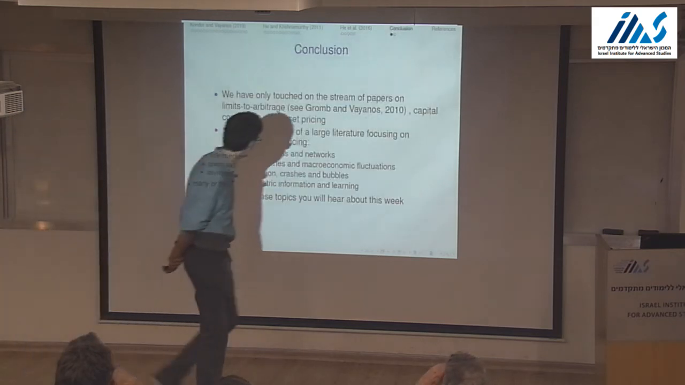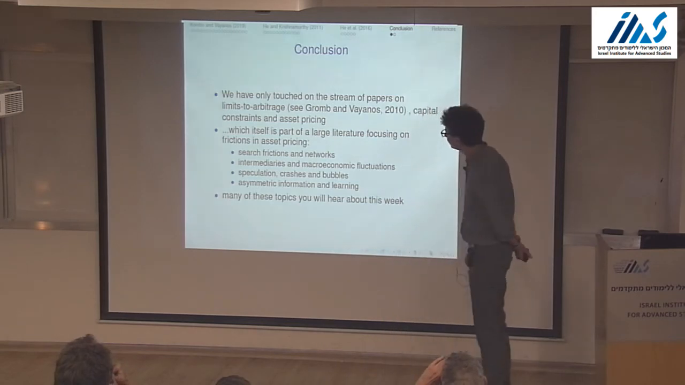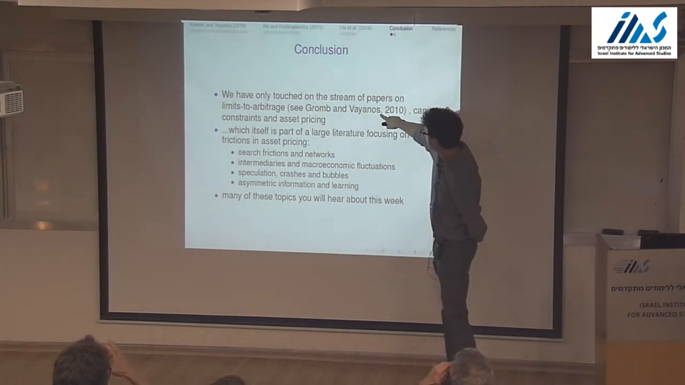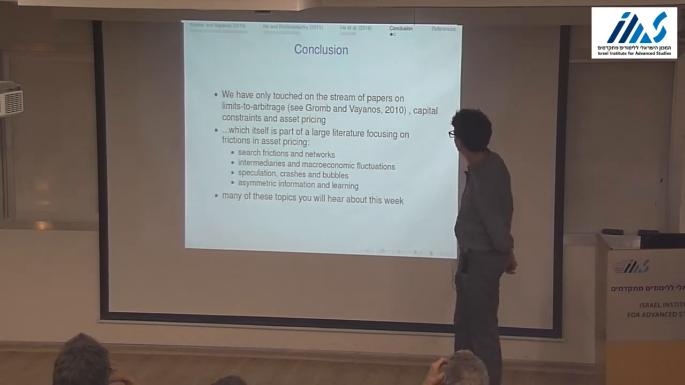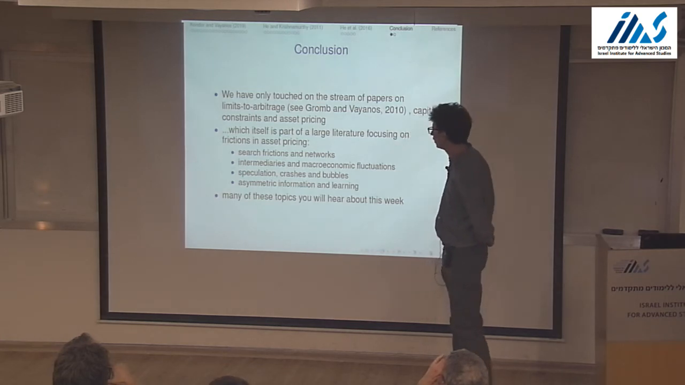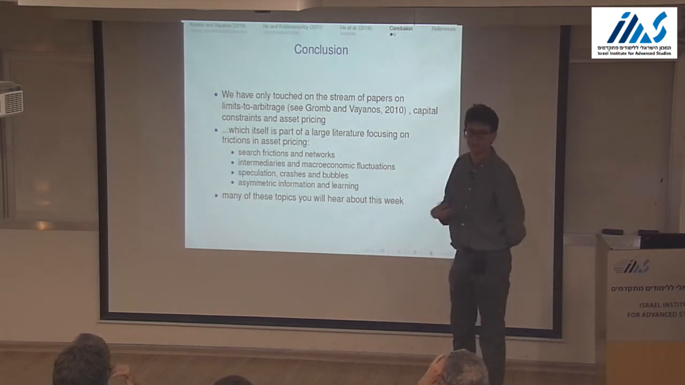Okay, so I guess it's time to conclude. We have only touched on the stream of papers on limits to arbitrage. At least about that, there is this review article, which you can start with if you want to. Then we went to capital constraints and asset pricing, which I didn't really give a good review of, and we only touched on this. There are many, many more papers, and it is itself only a part of a large literature focusing on frictions in asset pricing.